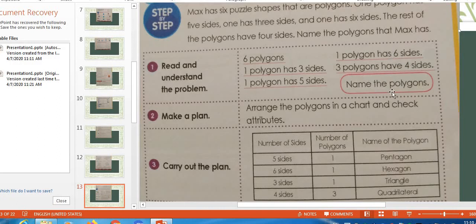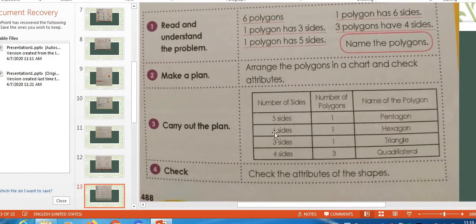First, we are going to name the polygons. Make a plan. Okay, by doing what? Arrange the polygons in the chart and check attributes. So, carry out the plan. I'm going to draw a table here. Number of sides, I have the first here. I have 5 sides.